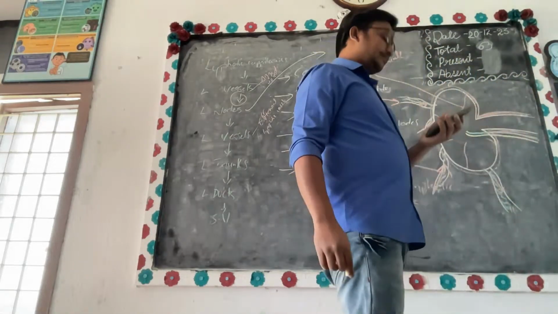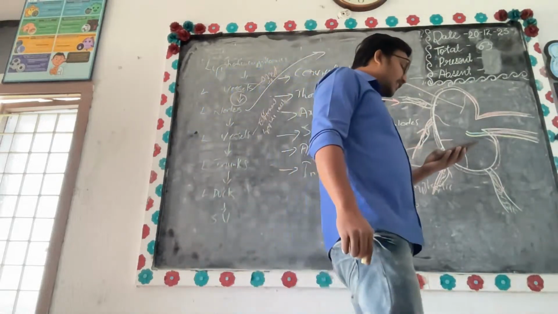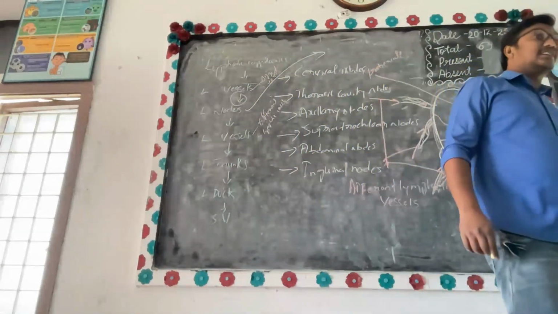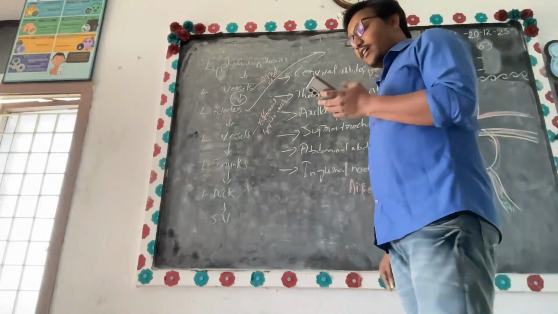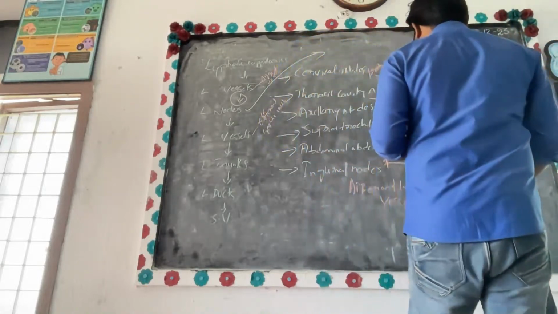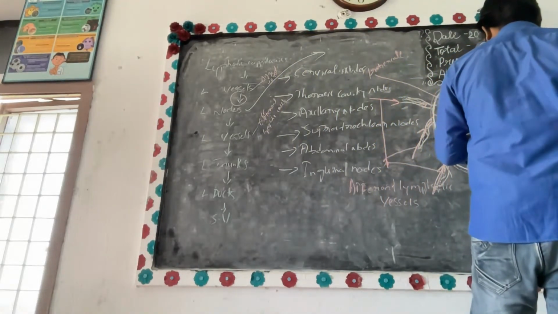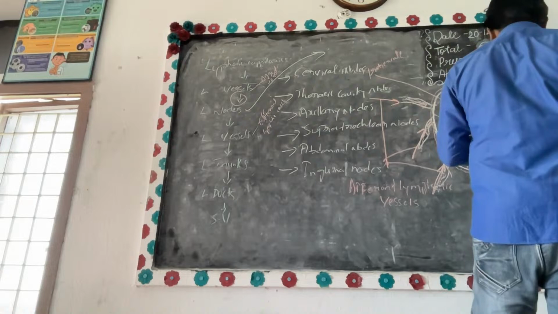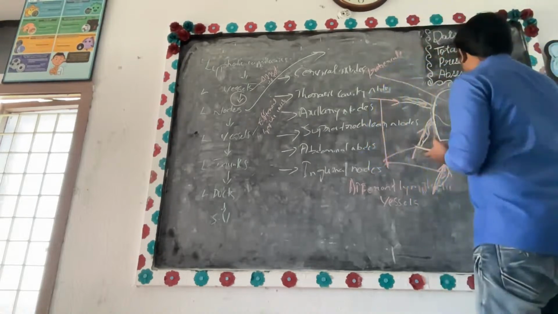Am I clear? Yes or no? Next, we are discussing the structure of a lymph node. Now, these lymph nodes have special types of cells. They even have lymphoid follicles. So, like this, they have.